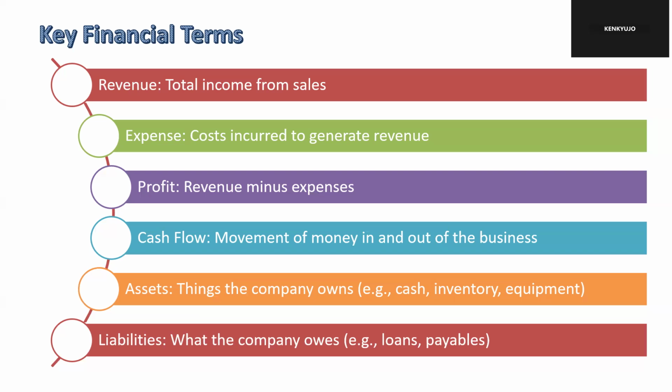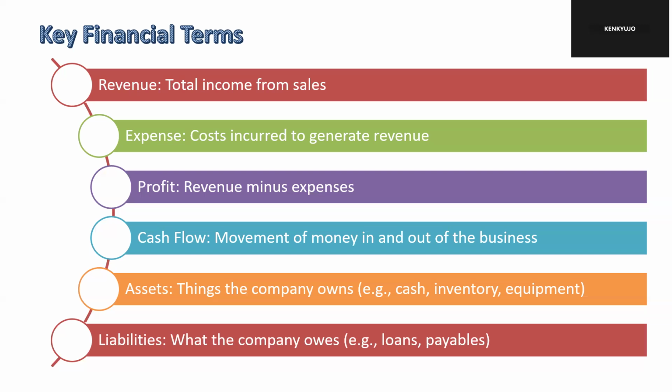Another special term is assets. What is meant by assets? Things the company owns. As an example, cash we can consider as an asset. Inventory is also something the company owns, so it is also an asset. Then vehicles, buildings, equipment, everything we can consider as an asset.